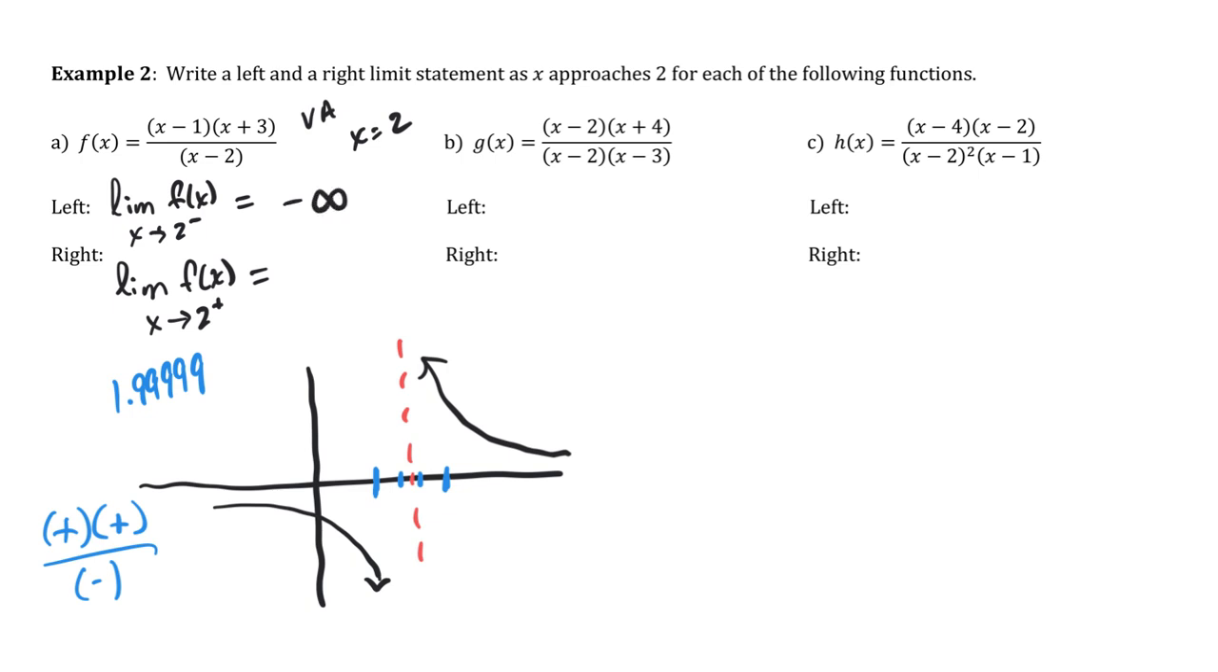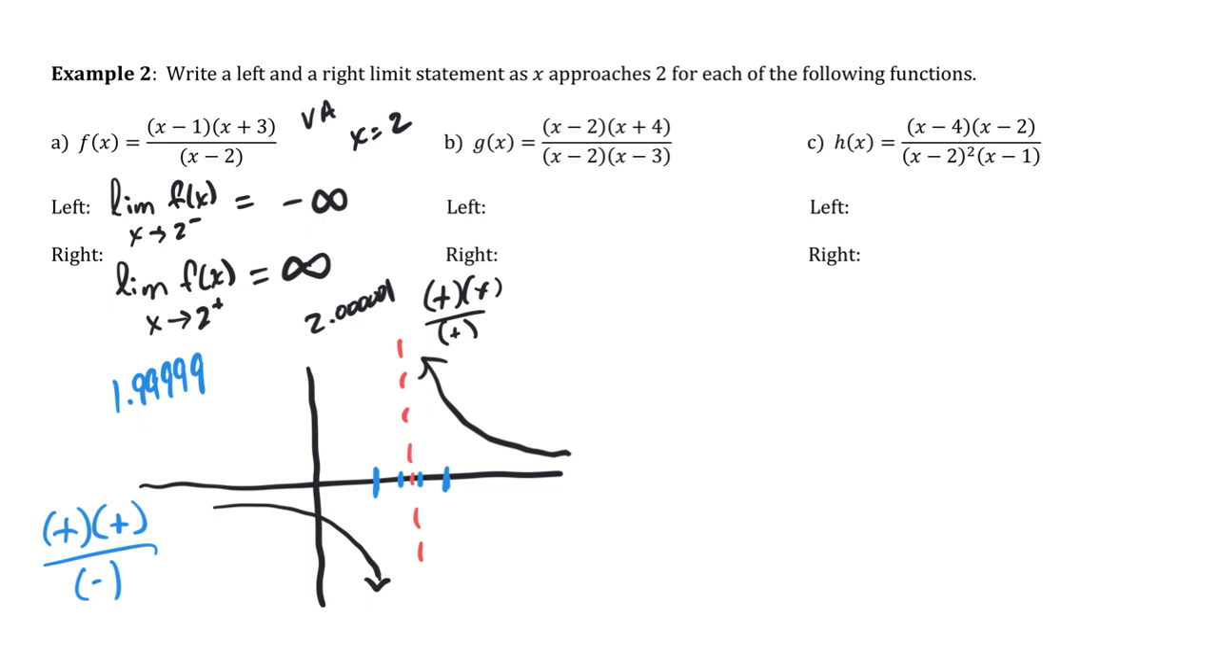And if I do, on the other side, 2.000001, my numerator is going to be positive. My denominator is going to be positive, but really small. So I got 3 positives. It's going to look like this, boom, over a really small number. And that's going to give me positive infinity.